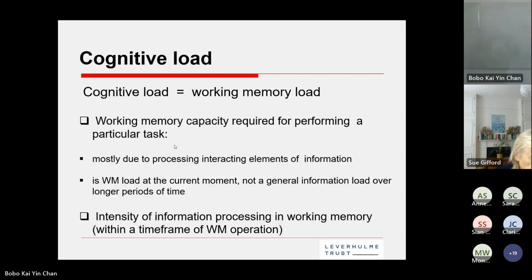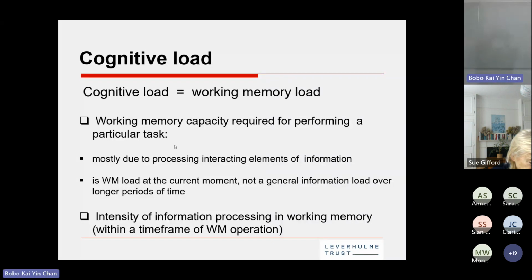So I personally came up with a definition of cognitive load as the intensity of information processing in working memory within a time frame of working memory operation. The time frame is a matter of seconds, which is important from the point of view of duration. So intensity means how much per unit of time, because sometimes processing could be slow, and sometimes there could be a lot of information, but within that limited amount of time. So I would say the idea of intensity of information processing in working memory describes the idea of cognitive load, maybe a little bit more adequately.